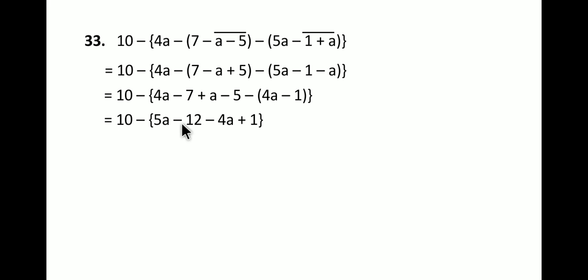So 4a plus a is 5a, minus 7 and minus 5 is minus 12, and minus 4a and minus into minus is plus 1. Now here 5a and 4a can be simplified, like 5a minus 4a is a, and minus 12 plus 1 is minus 11. Now we remove the curly bracket and change the sign because there is a minus sign over here. So minus a and plus 11. Now 10 and 11 can be simplified as like terms, which is equal to 21, and minus a is left out. So 21 minus a is the required answer.